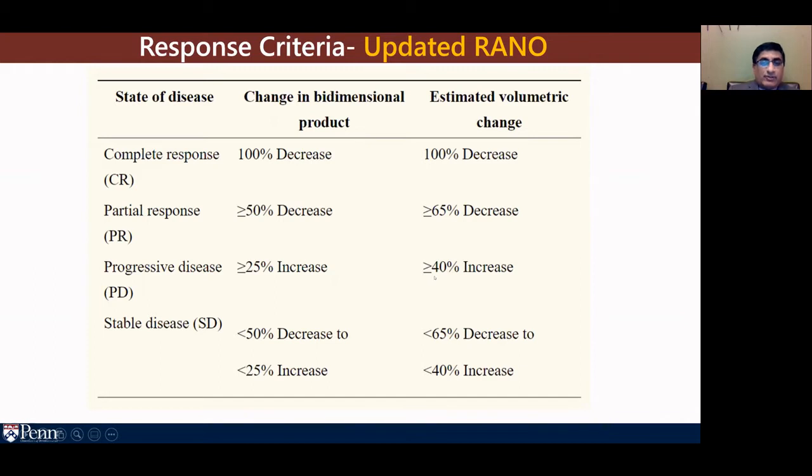If there is more than a 40% increase in the tumor volume, or a 25% increase in the SPD, then that lesion may be considered progressive disease or tumor progression. If a lesion is associated with less than a 65% decrease or less than a 40% increase in the tumor volume, or less than a 50% decrease or less than a 25% increase in the SPD, then it may be considered stable disease.